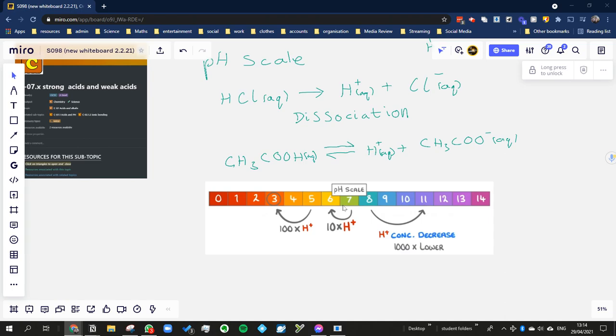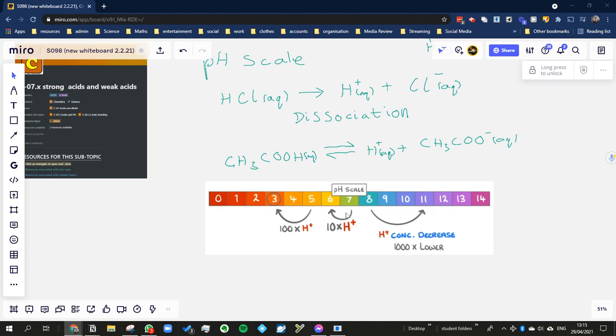And what this is showing here is that as you increase the concentration, the pH goes down. We know that acids have a low pH, and we know that alkalis have a high pH, and we know that acids have a high concentration of protons. So this means that as the concentration of protons goes up, the pH goes down.